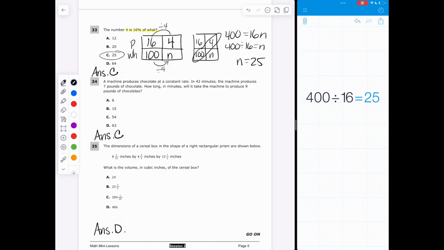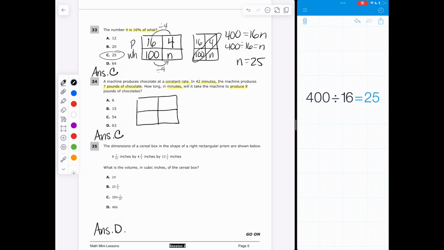All right, let's go on to 34. A machine produces chocolate at a constant rate, so we got another ratio problem. In 42 minutes, the machine produces 7 pounds of chocolate. So 42 minutes, 7 pounds. How long in minutes will it take to produce 9 pounds? So let's see. Let's put our ratio in again.